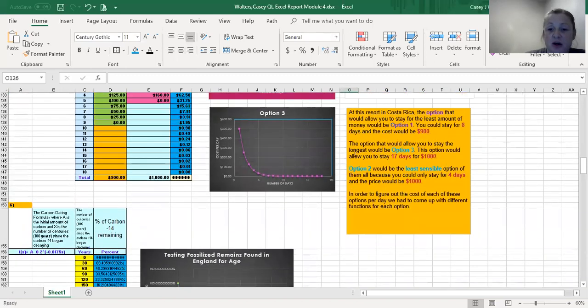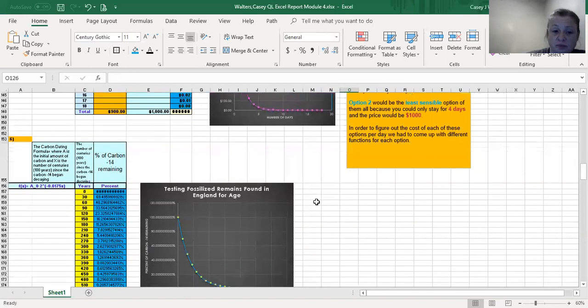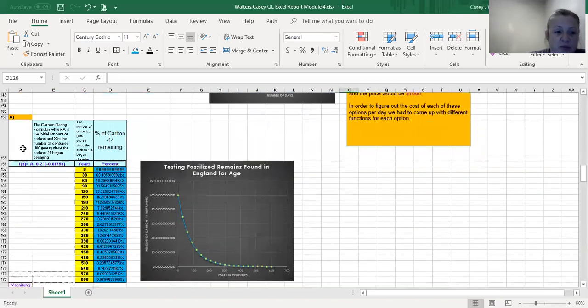So, like I said, the option that would allow you to stay the longest would be option 3. This option would allow you to stay 17 days for $1,000 bucks. Sounds like a winner to me. Wish I had $1,000. Okay, so number 6.